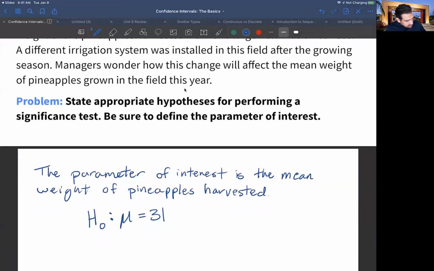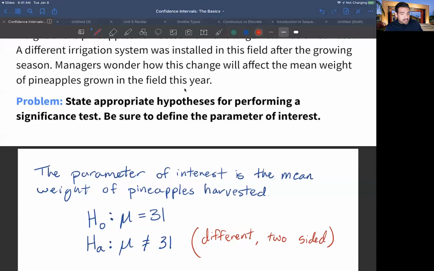Now, the alternative would be if it changed. Now we need to think, do we care about change in general? Do we care about the pineapples decreasing in average weight or increasing in average weight? Here, we're just talking about a difference in general. So this will be two-sided. I'm going to say the mean is not equal to 31, right? This is just saying it's different. Not greater than, not less than, just different. So it's two-sided. And that's it. Those are our two hypotheses for this significance test if we were to choose to run it.